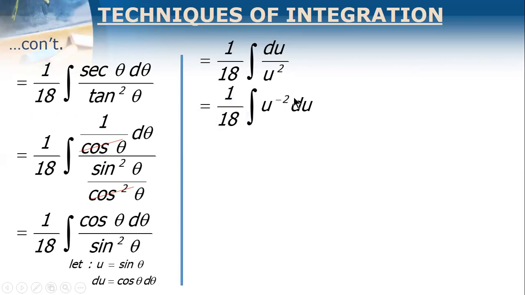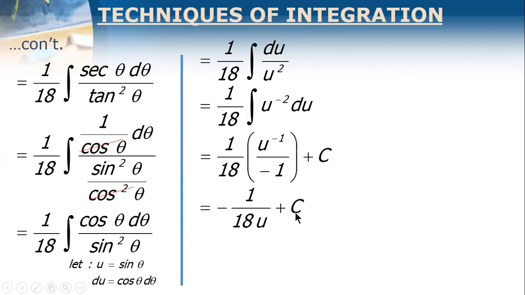Ordinary power rule: the integral of u raised to negative 2. Once I integrate, it is u raised to negative 1 over negative 1. And 1 over 18 times negative 1 is negative 1 over 18. U raised to negative 1 is 1 over u, and our u is sine theta. 1 over sine is cosecant. So we can write this as negative 1 over 18 cosecant theta plus c.